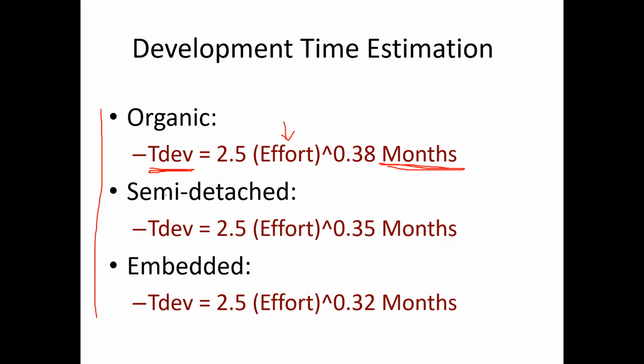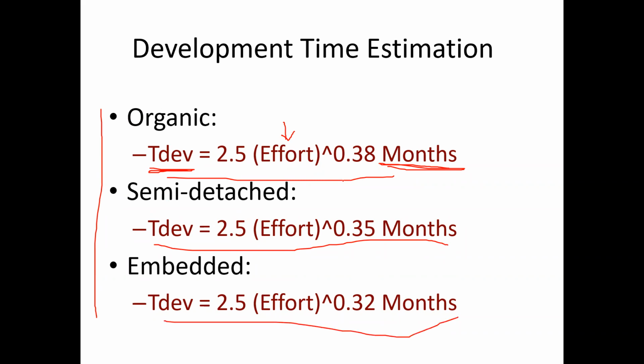If it is organic type, this formula will be used. If it is semi-detached type, this formula will be used. And if it is embedded type, this formula will be used. The only change is here: 2.5 is the same for all, but the power changes: 0.38, 0.35, 0.32. Only this part is changed, the rest of the formula is the same. So this is organic type, this is semi-detached type, this is embedded type.